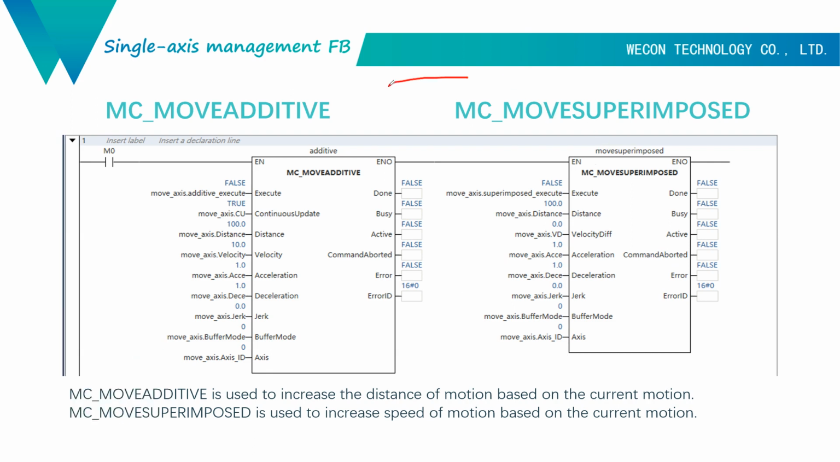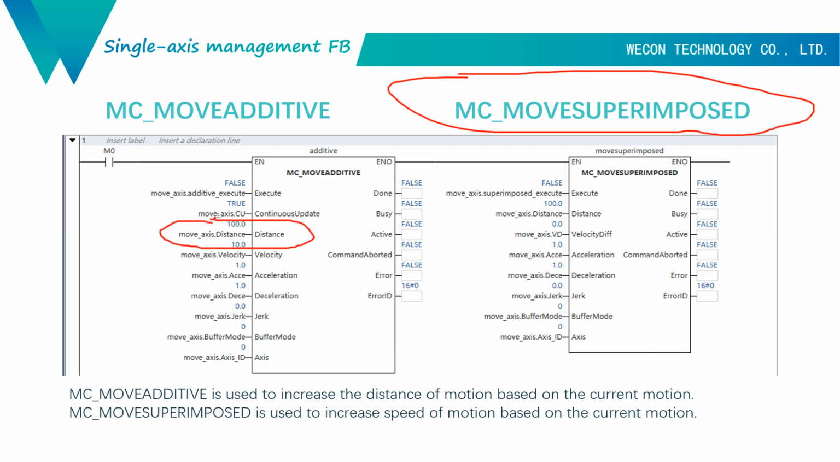And this move superimposed. This function block is used to increase the speed of motion based on the current motion. These two are a little similar. This one is used to add another distance, but this one also changes the speed.